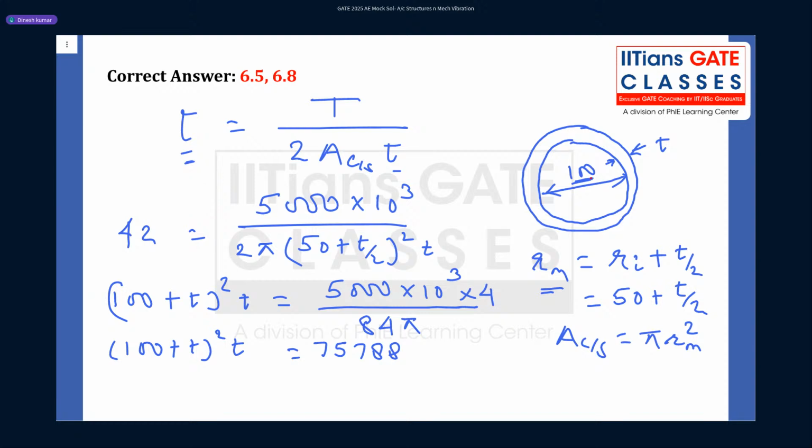So what you get? You will get t cube plus 200 t square plus 10,000 t equal to 75788. Now we already know in the approximate theory, right? We can neglect t cube term, right?